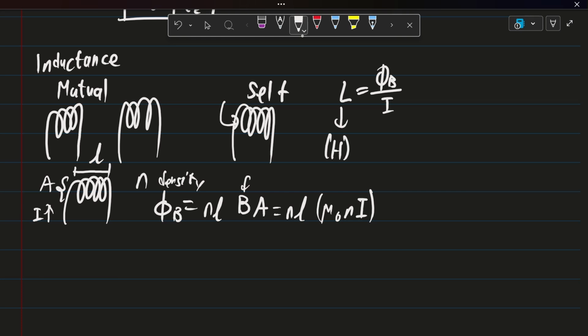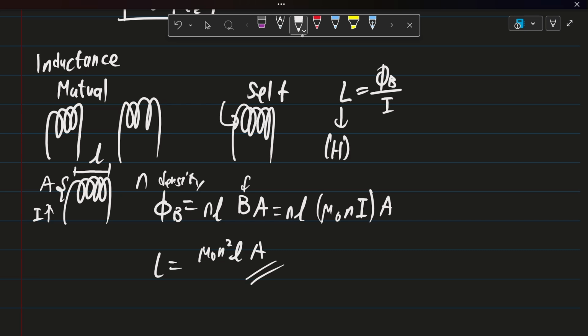This is our magnetic field. You multiply this by the area. And so if you would later divide this by I, you would get mu0 N squared L A. So this is the inductance of a coil, as long as you know all of these parameters.